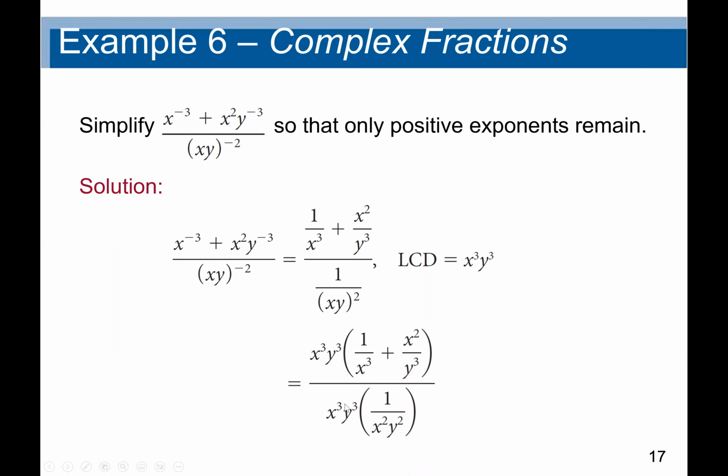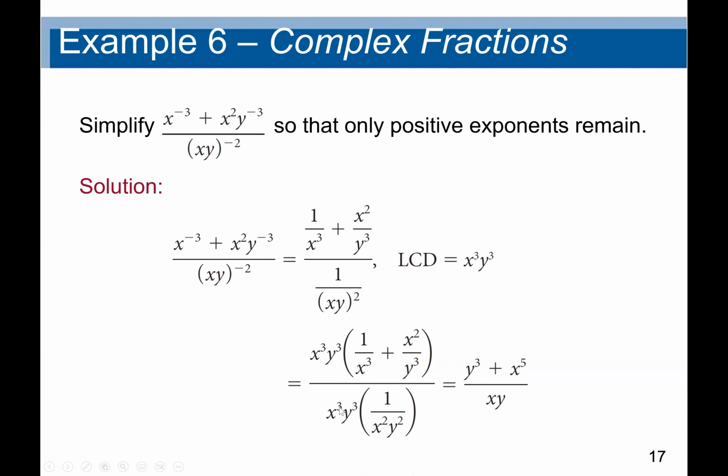So we use the s cubed y cubed over s squared y squared. The reason why we change it back is so that the exponent will be positive and it will be easier. Then we use the same s cubed y cubed to multiply the numerator also. So our final answer after we multiply is y cubed plus s to the power 5 over s y.